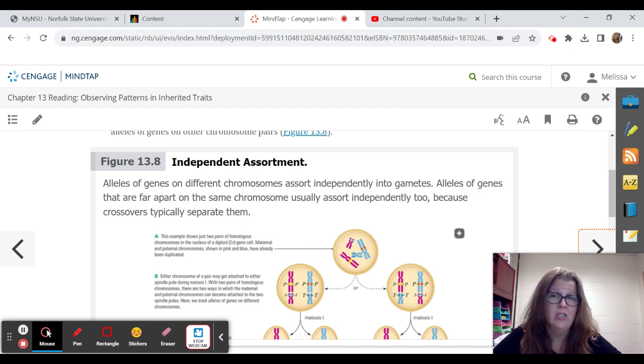And I actually mentioned this when we discussed meiosis, about how the chromosomes, the chromatids, get independently put in different chromosomes. They get randomly put.